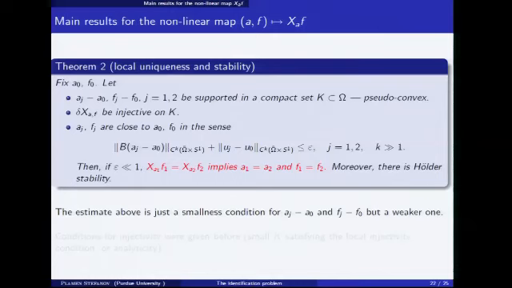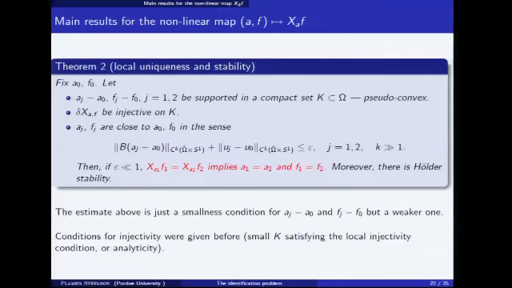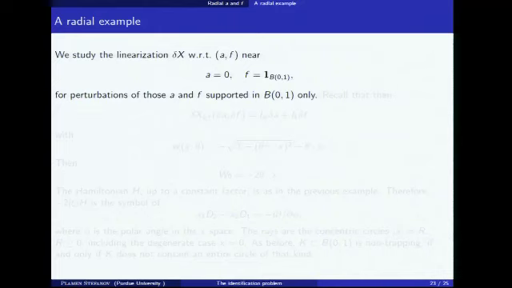This is what I mentioned before. This condition is just a smallness condition for those differences. It's actually a weaker condition, which is good, and it was a presenting condition for injectivity before. But this is a theorem that says that if you can prove injectivity for some other class, then automatically you can apply this. So this is the main result about uniqueness and stability. And of course, the crucial condition here is pseudo-convexity, in other words, the non-trapping condition.